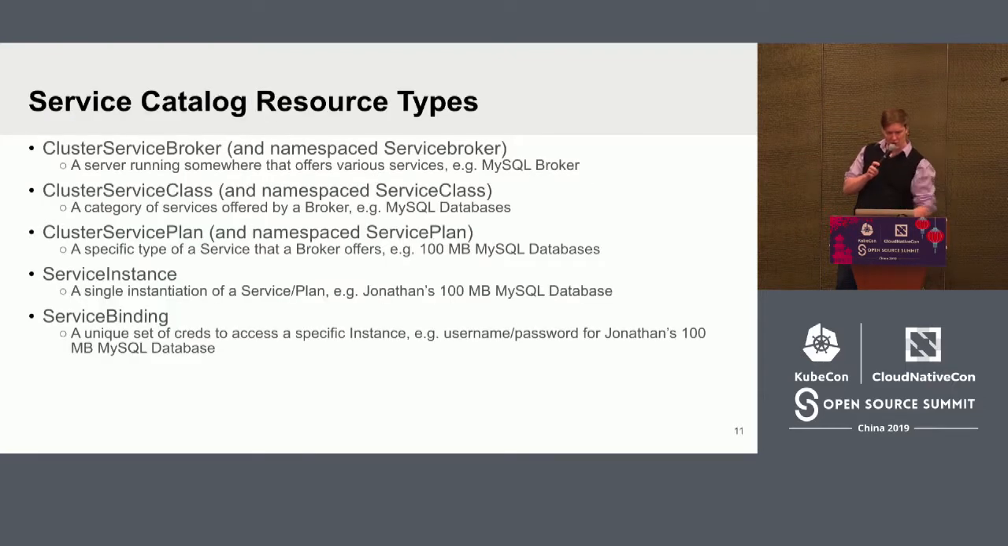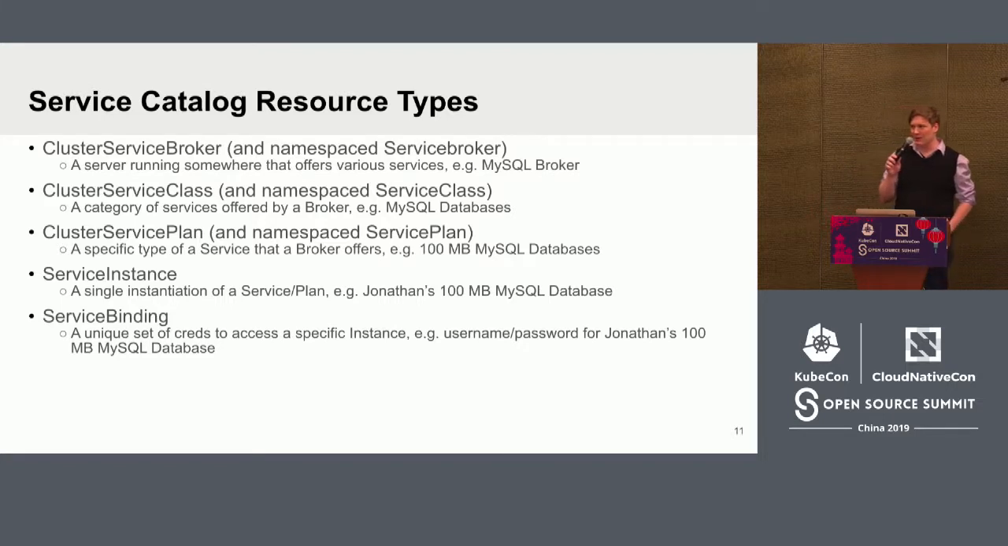which we have represented in corresponding types in Service Catalog itself: Cluster Service Broker, Cluster Service Class, Cluster Service Plan, Service Instance, and Service Binding, as well as namespace representations of each of those. So going back to the archetypal example, a Cluster Service Broker would be a MySQL broker, a broker that offers MySQL services. The class would be MySQL instances, MySQL databases.